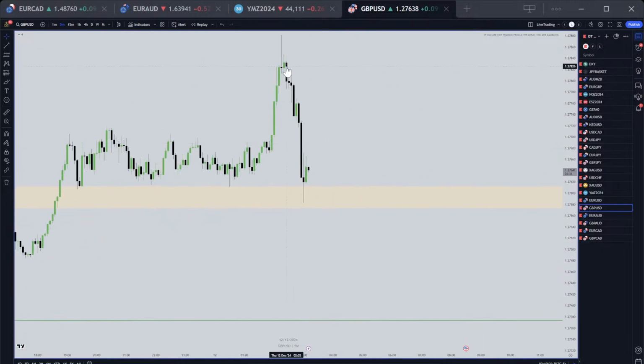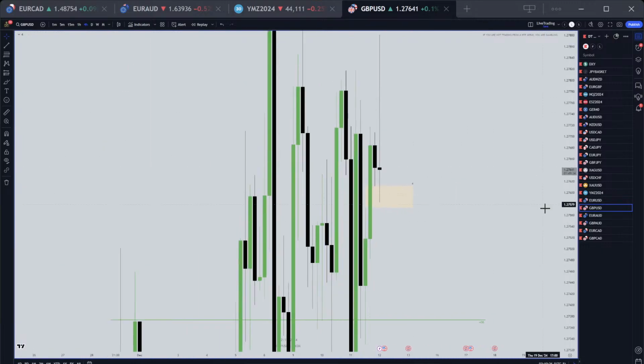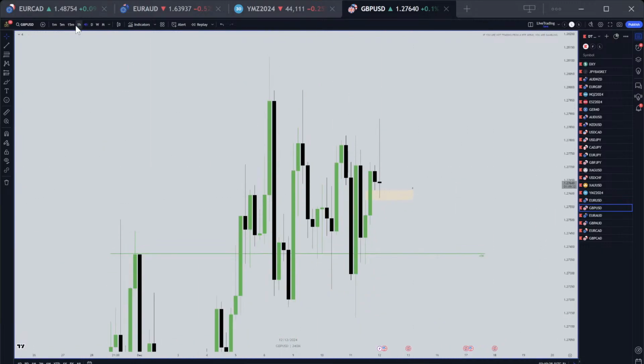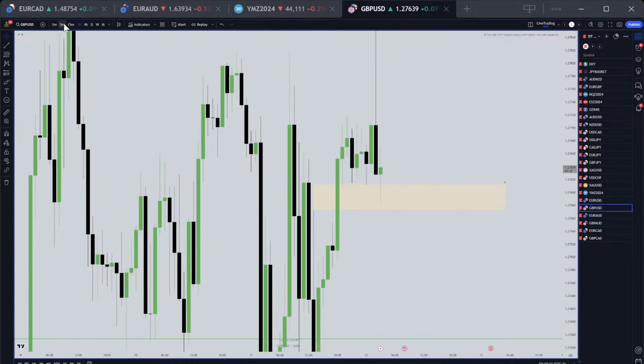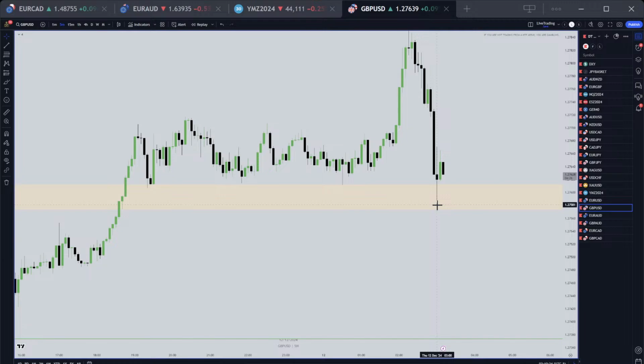GU, as explained early in the stream, 4-hour fair value gap, 1-hour fair value gap, could be a nice low of the day right here.